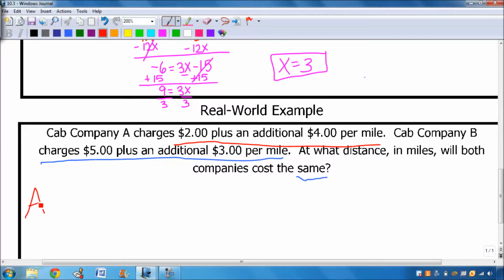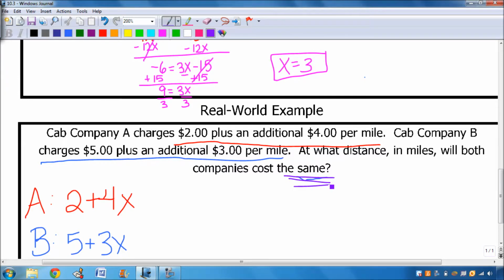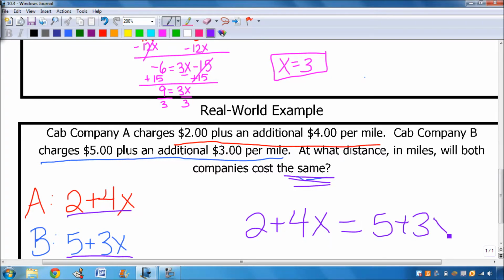Well, I know that cab company A charges $2 once plus an additional $4 per mile. So I can say 2 plus 4x, right? And then I know that cab company B charges $5 plus an additional $3 per mile. So I'm going to say 5 plus 3x. And it asks me when they are the same. When do they cost the same? So that means that this amount has to be the same as this amount. Or I could just say 2 plus 4x equals, because equals means the same, 5 plus 3x.